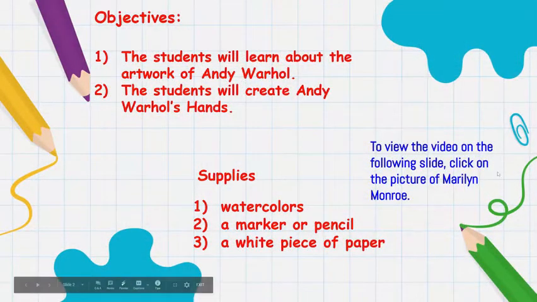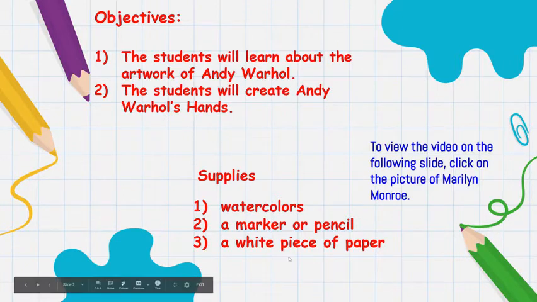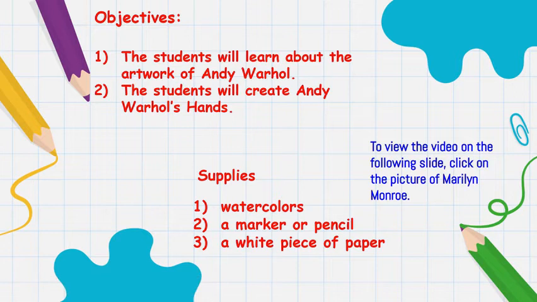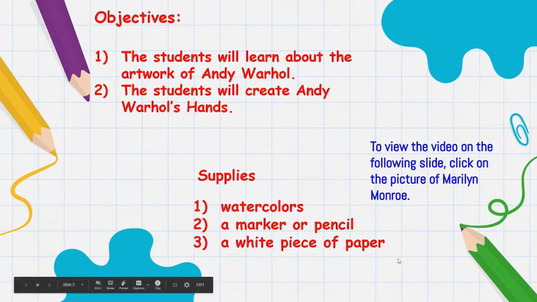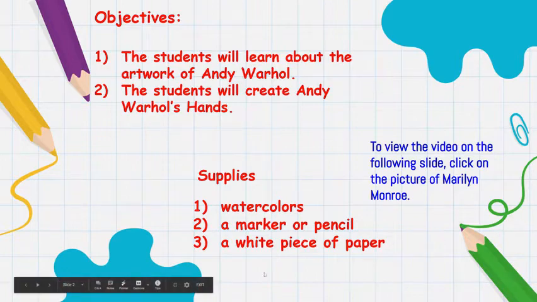All right, so now that you know a little bit about Andy Warhol, now you're going to create art that's inspired by him. So you are going to need to get out your watercolors, a marker or a pencil, and a white sheet of paper. So push pause on this video and make sure you have your supplies ready. And anytime the video goes too fast, be sure to just push pause and then get your work done and then push go again. All right, ready to have some fun?